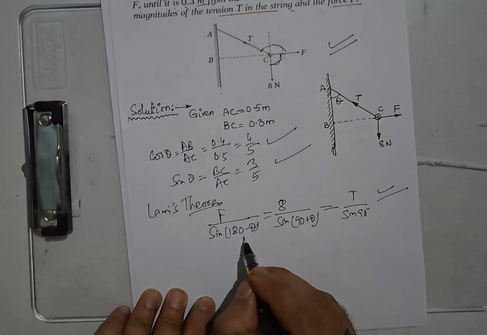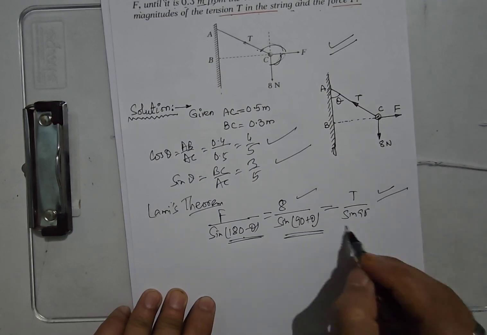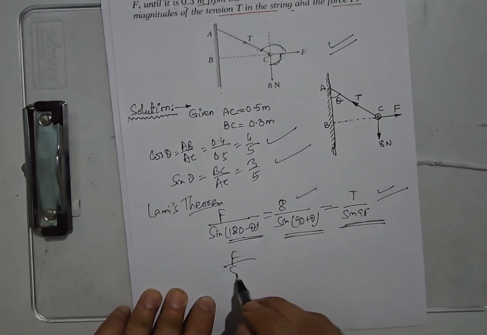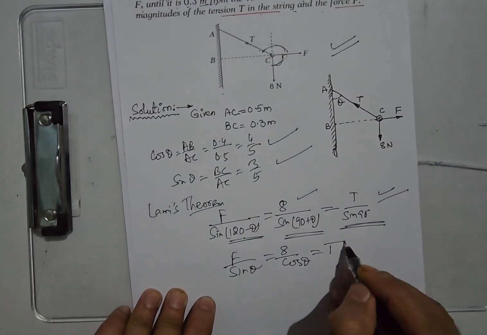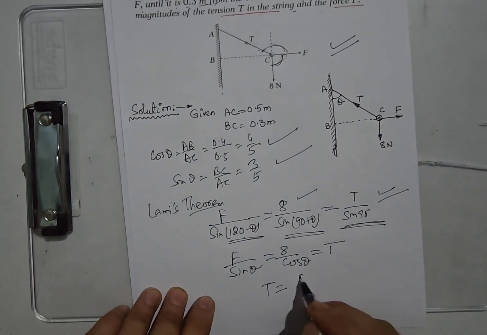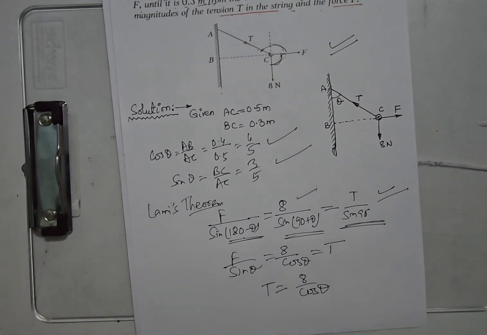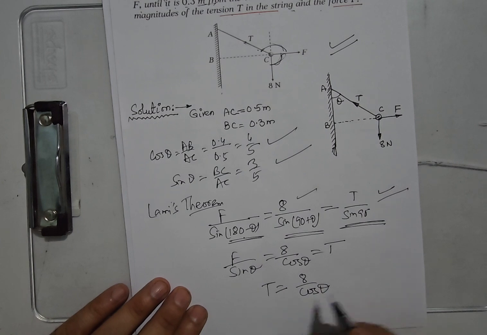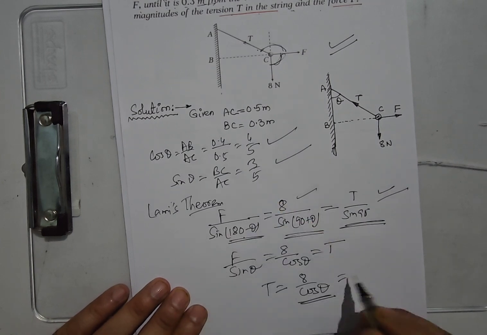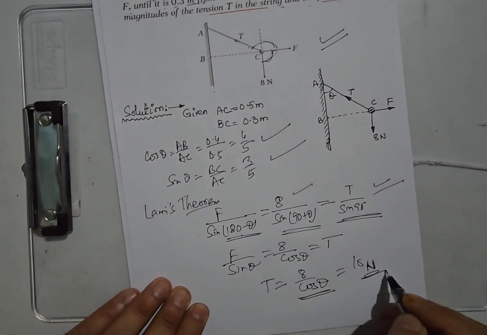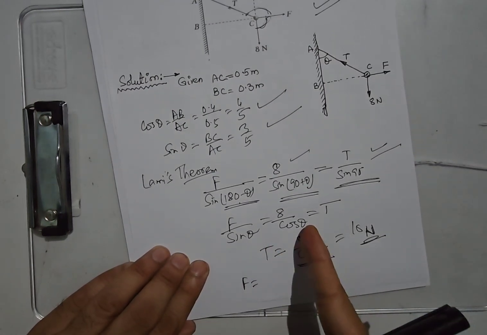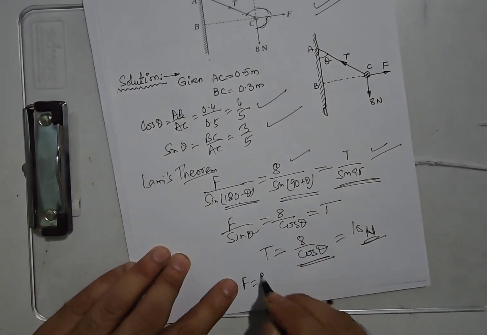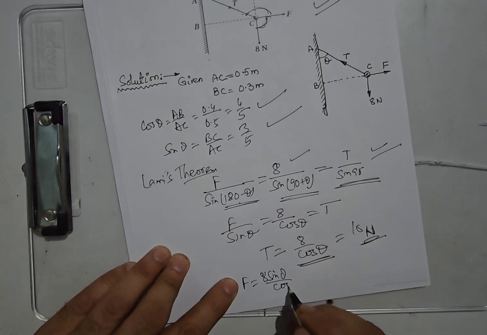F upon sine of 180 minus theta, 8 upon sine of 90 plus theta, and T upon sine 90. If you solve this, you get F upon sine theta is equal to 8 upon cos theta is equal to T. So finally T is equal to 8 upon cos theta. Now how to solve this further? Putting cos theta is equal to 4 by 5, you get T is equal to 10 Newtons. Now if T is equal to 10 Newtons, then what is F? F is equal to T sin theta, or 8 sin theta upon cos theta.